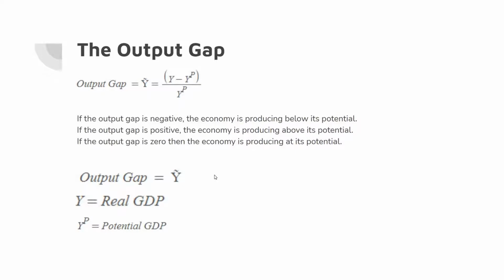Now, if the output gap is negative, we can see that the economy is producing below its potential. If the output gap is positive, the economy is producing above its potential. And if the output gap is zero, then the economy is producing at its potential.